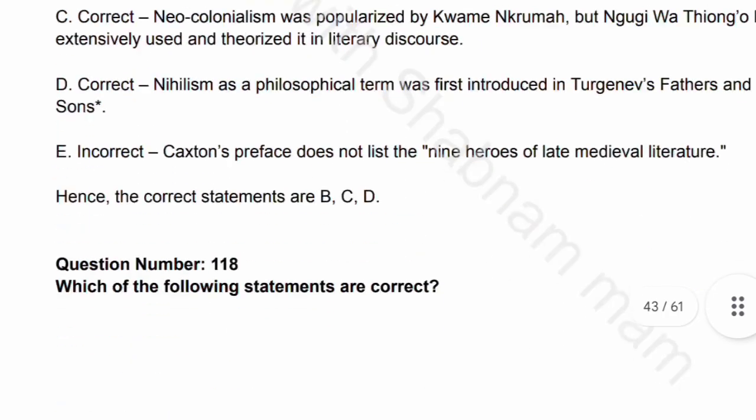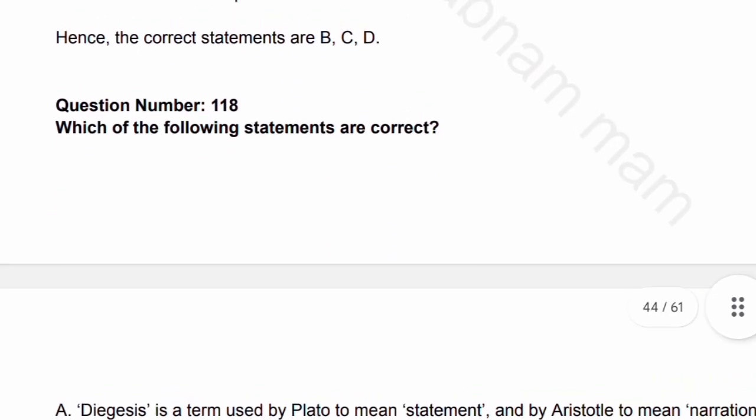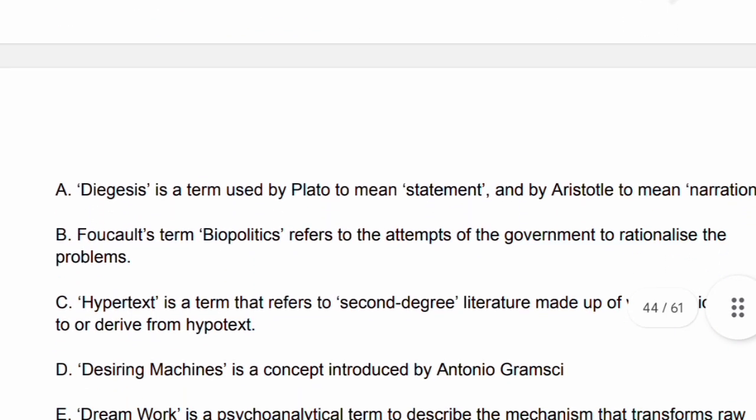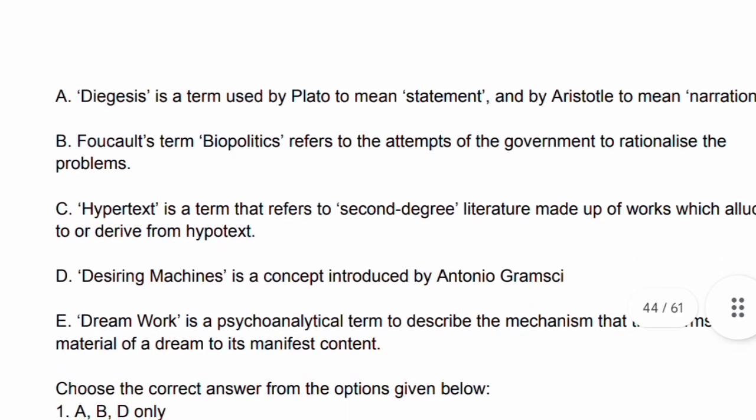Next question. Question number 118. Which of the following statements are correct? See what the statements are. The statements you have: A, diegesis is a term used by Plato to mean statement and by Aristotle to mean narration.